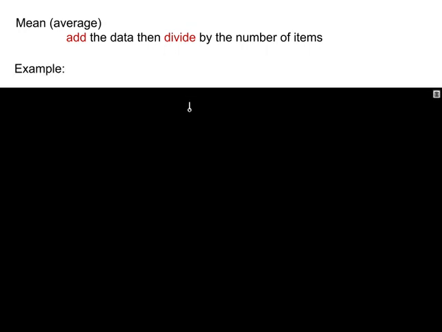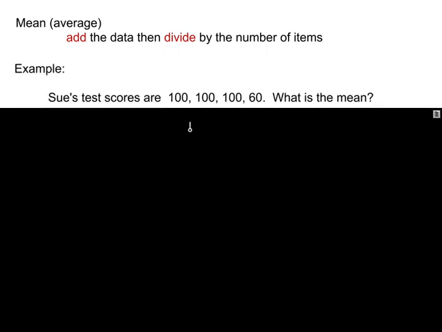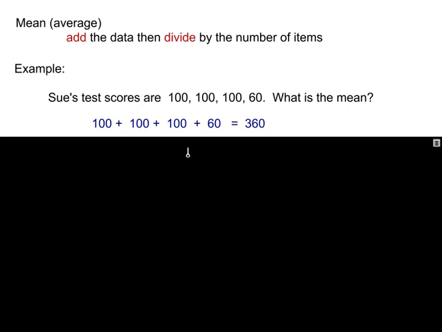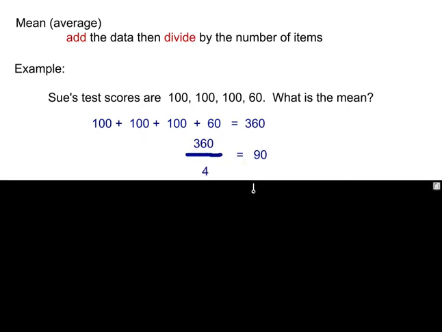Median, mode, and range. To find the mean, we want to add the data, then divide by the number of items. Here's an example. Sue's test scores are 100, 100, 100, and 60. What is the mean? If we add the scores, they sum to 360, and then we divide by 4 because there are 4 numbers, and we get 360 divided by 4 is 90.